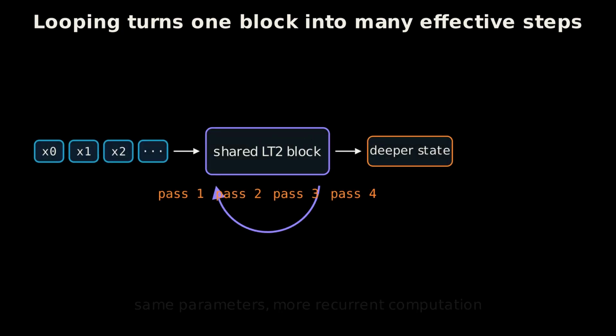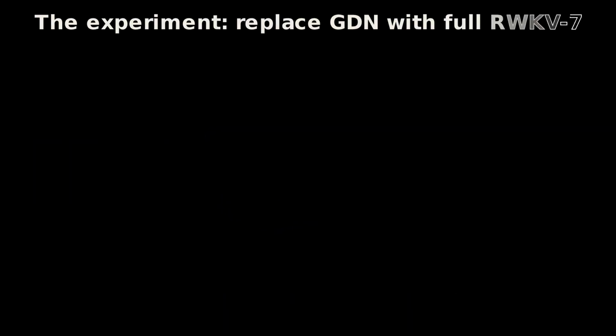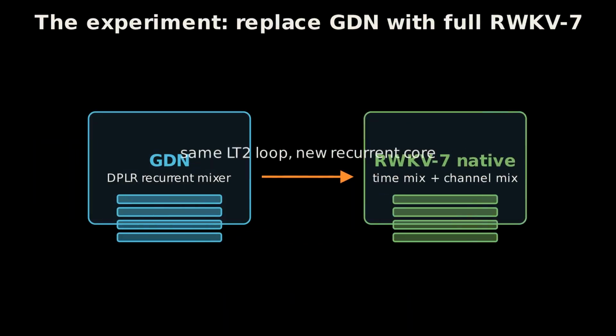Each loop pass adds effective computation without adding a new copy of the parameters. The shared block sees the updated hidden state again and again. Right. The attraction is more recurrent refinement at nearly the same model size.